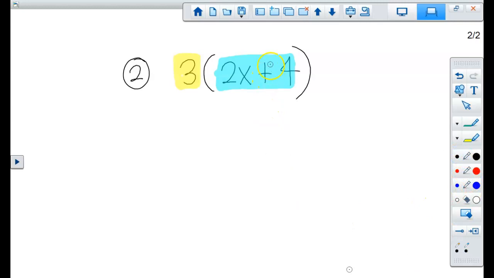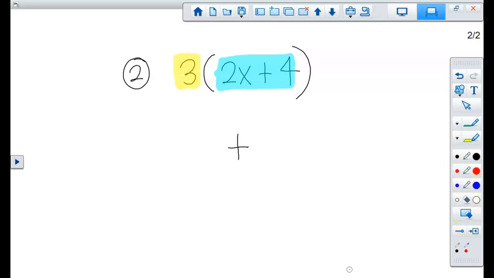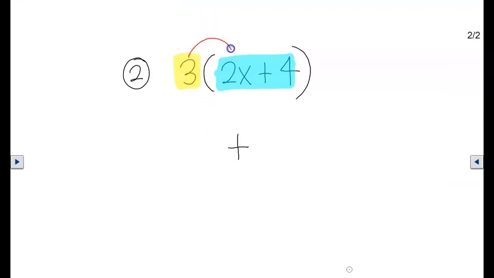Since there's a plus sign inside my parentheses, I'm going to put a plus sign down here for my answer. I'm going to move that down first. Now, what the distributive property says is that I can distribute the 3 to each member of my group. So I can do 3 times 2x, 3 times that first member of that group.